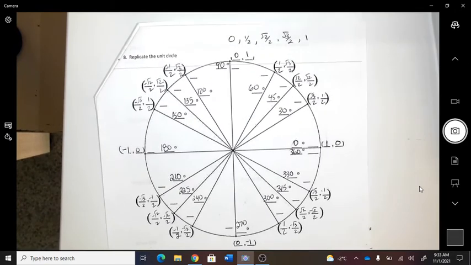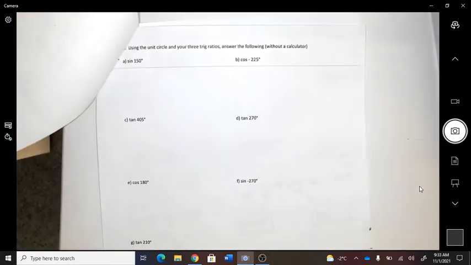So on your test, the day before your actual test, I'm going to just give you this to do, and then when you do your test, I'm going to give you one. So the day before we do our test, you're going to have to complete this from memory, okay? On your test, this section is going to be without a calculator.